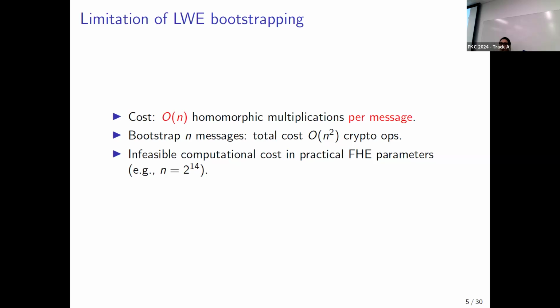Now, the main limitation of LWE bootstrapping is its cost. If we think about homomorphic multiplication per message, this is at a cost of O(n). And so if we want to bootstrap n messages, then we obtain a quadratic cost, which for practical FHE parameters is impractical, infeasible in practice.